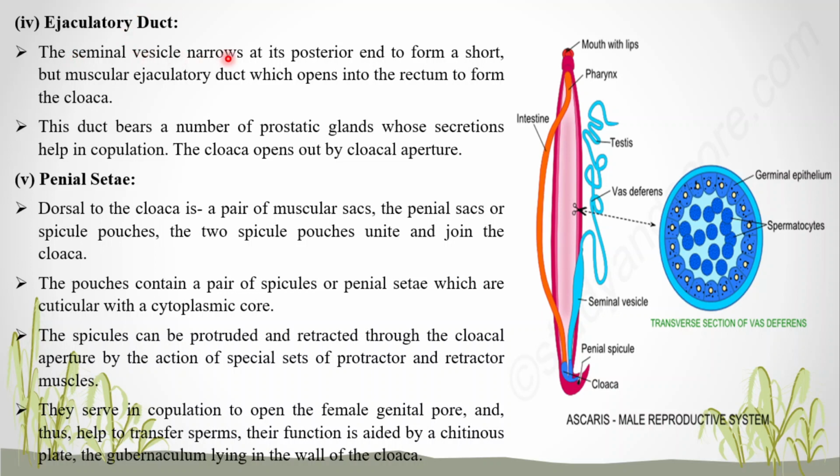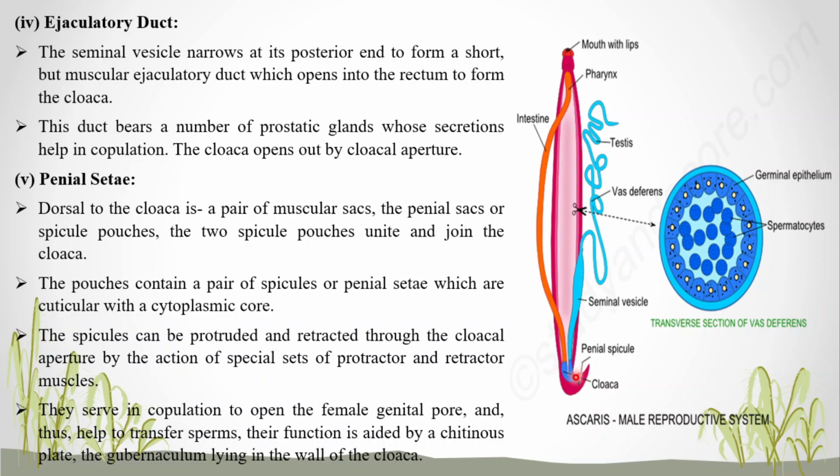The seminal vesicle narrows at its posterior end to form a short but muscular ejaculatory duct, which opens into the rectum to form the cloaca. See here, at the posterior end it becomes narrower, and a short tubular muscular ejaculatory duct opens into the rectal region, which forms a cloaca.